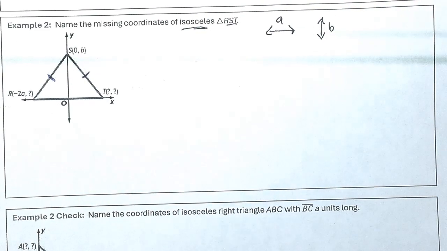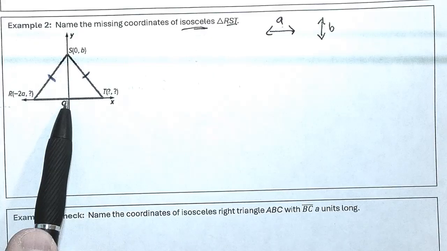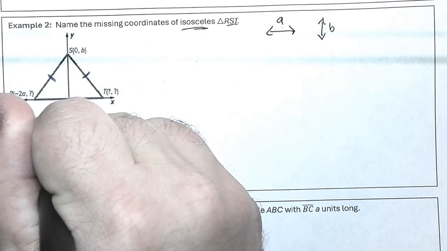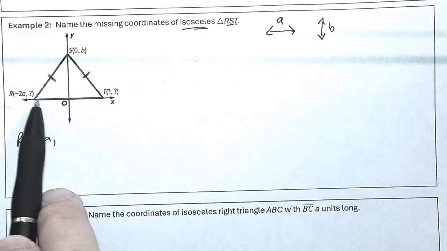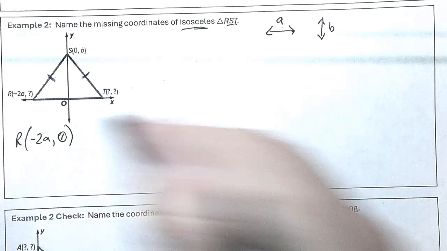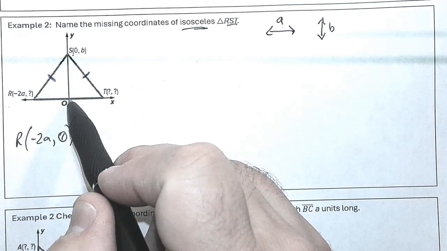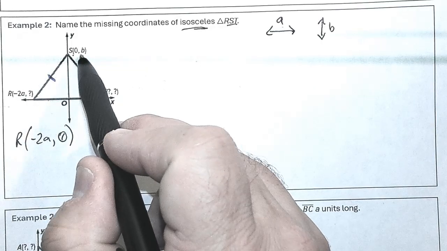What we're doing here is counting left to right in terms of A. So R is negative 2A, and then we don't know the Y. Well, it didn't move up or down. It's on the X-axis, so that Y value is going to be 0. So S is on the X-axis. It didn't move left to right, but it did go up 1, or B.